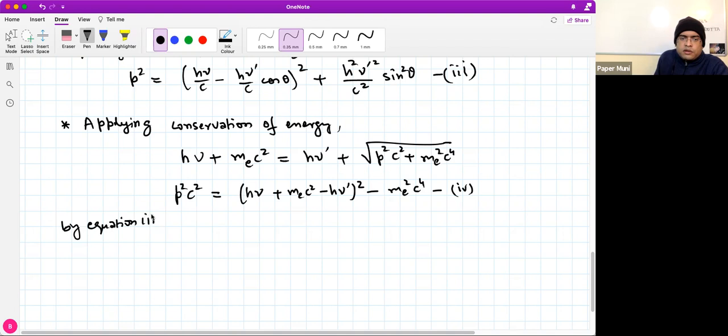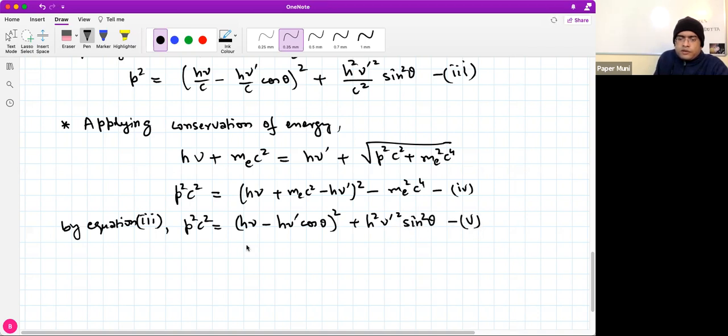And by equation three, if you rearrange with the c square here, we can write p square c square is equal to h nu minus h nu dash cos theta whole square plus h square nu dash square sine square theta. So this is the fifth equation. Now just equate 4 and 5, and simplify it further.